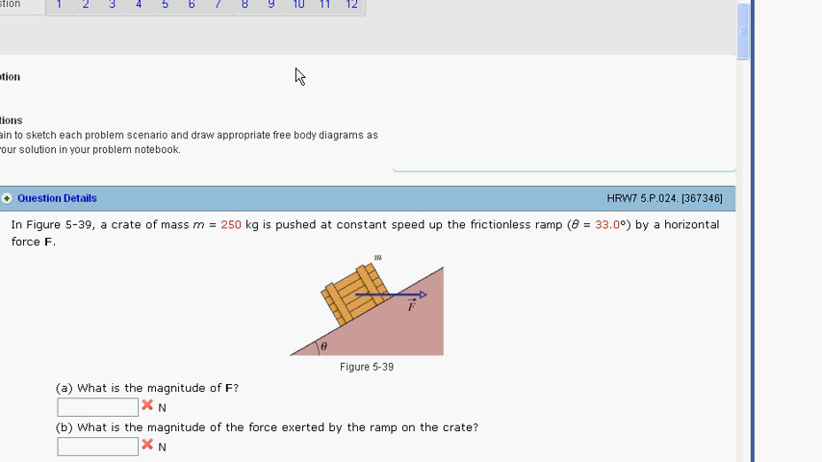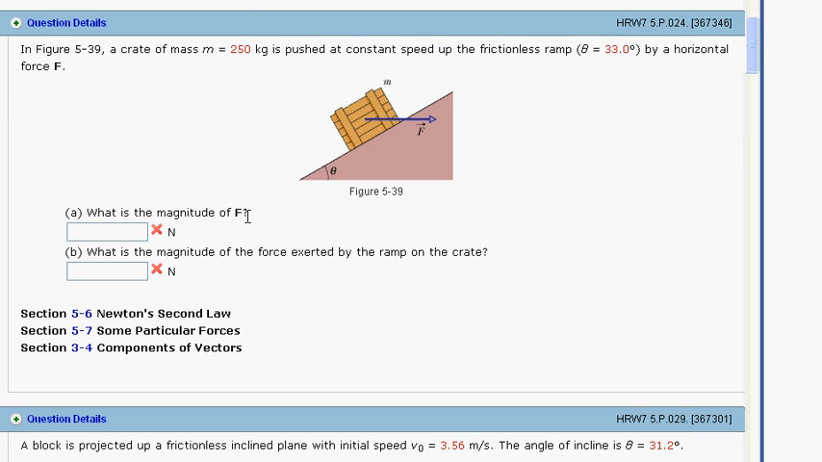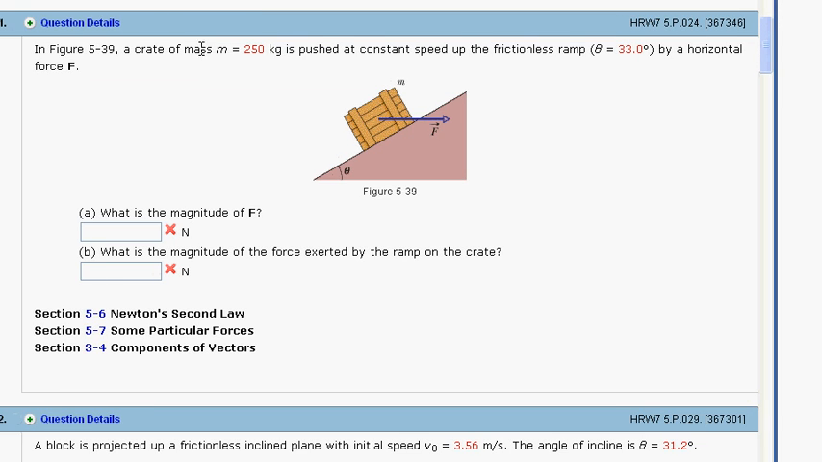All right, let's get to work on WebAssign. For this last assignment, here's problem one. I've got this figure with a crate of some mass pushed at constant speed up a frictionless ramp with a certain angle by a horizontal force. Frictionless ramps, gotta love them. They don't happen very often in nature.